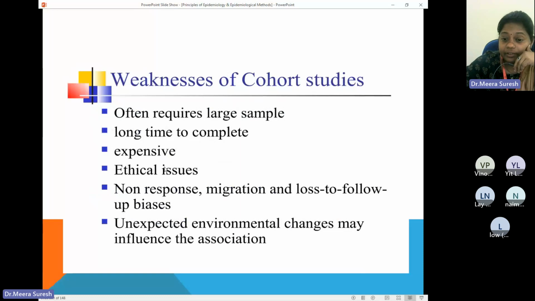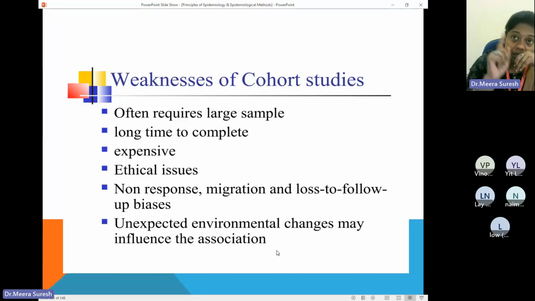And then there can be migration, loss to follow up, people don't respond, and unexpected environmental changes may influence the association, like even COVID-19, when people had to shut themselves in their houses. So anything unexpected can affect the studies, or even if you were studying in a particular area and some natural calamity occurred in that area, and a lot of people might have passed away, and then you are not able to do the follow up. So all these risks can happen because it is a long term study. These are the weaknesses, but still cohort study is placed higher because we get that temporality.